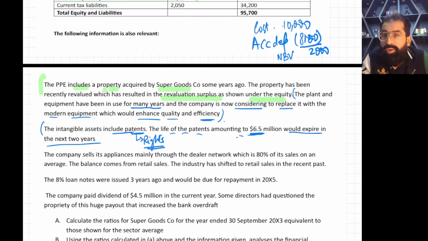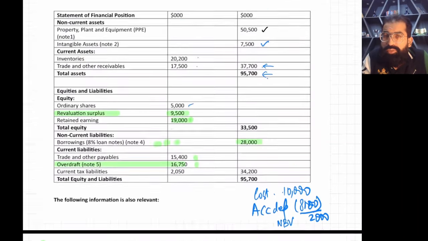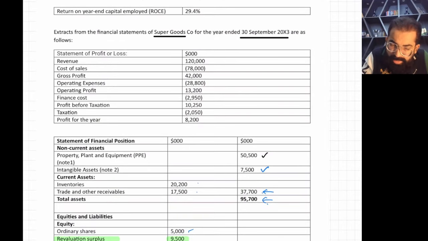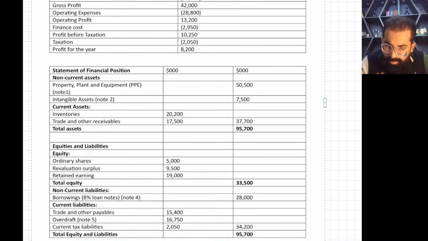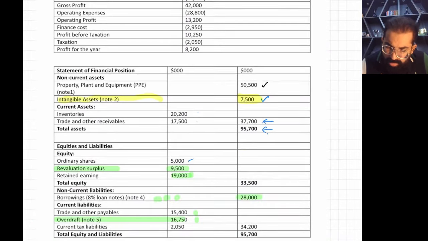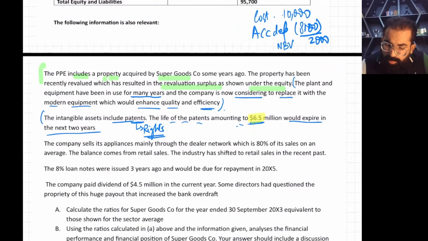Now wait, important. Let me move the screen. See this. The total intangible asset is 7,500, meaning 7.5 million. Out of this 7.5 million, they are saying 6.5 million is going to expire in just 2 years. So that means the major intangible asset will be wiped off soon, within 2 years.